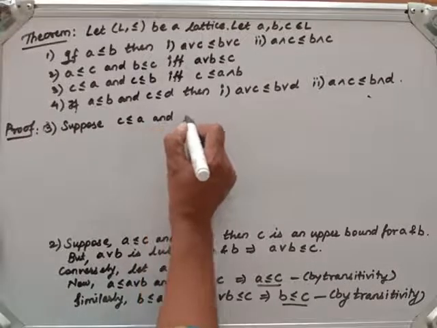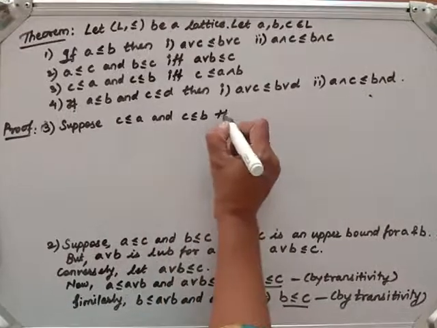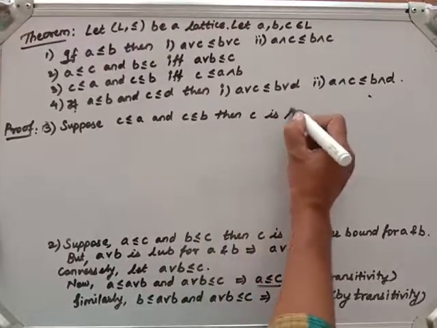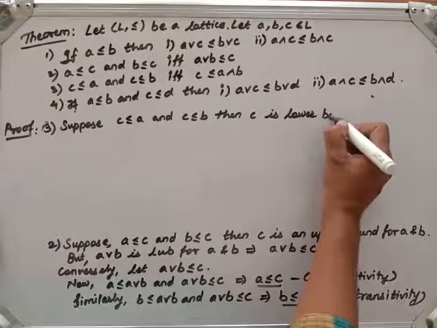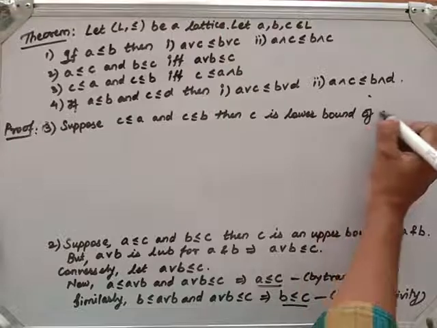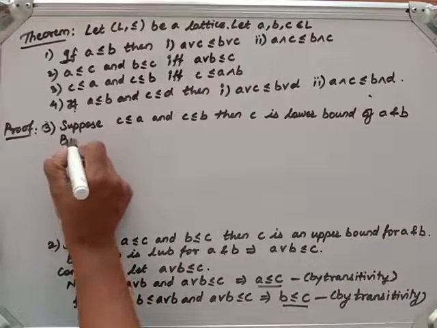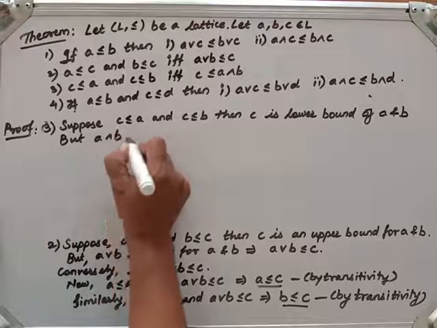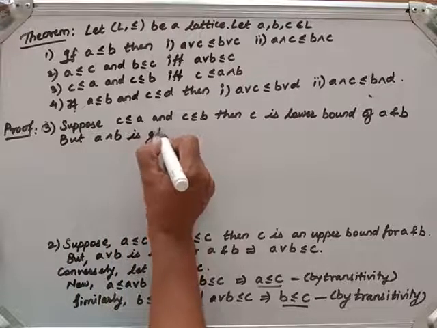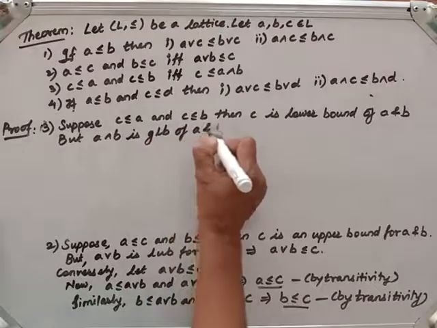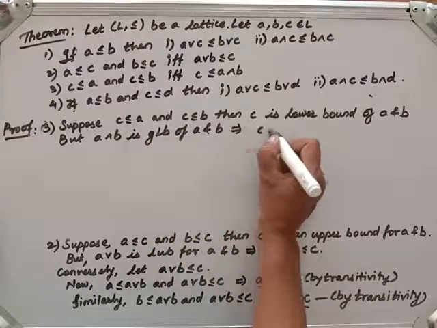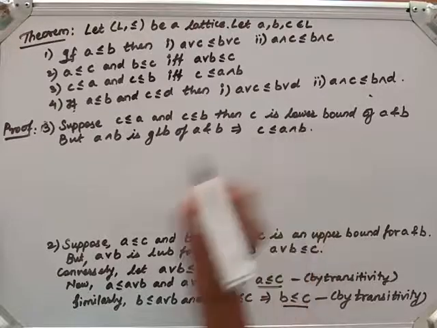Now the proof of the third one. What is given to us? Suppose C is related to A and C is related to B. Then C is a lower bound of A and B. But you know A meet B is the greatest lower bound of A and B. So this implies C is related to A meet B. Fine.